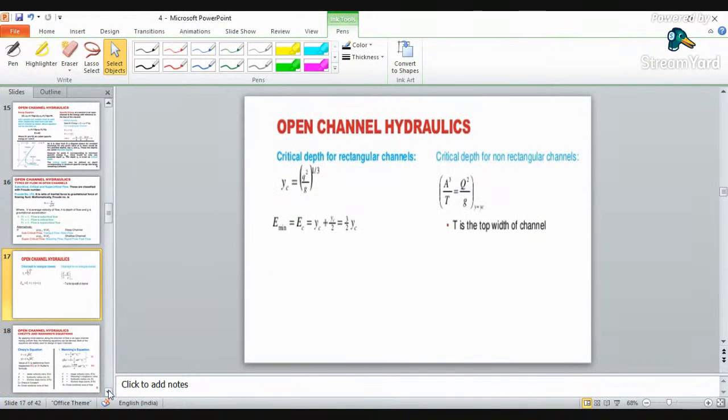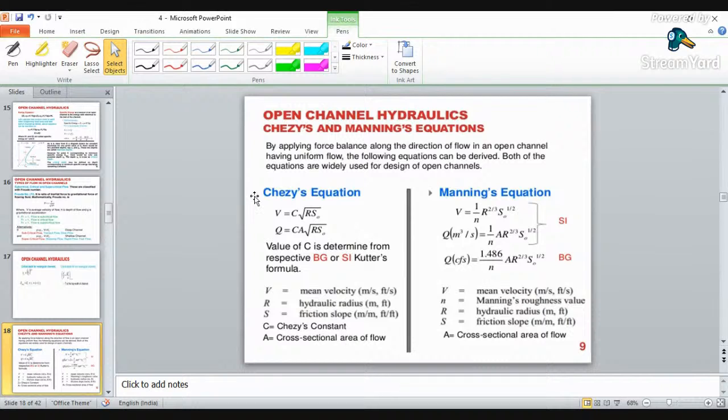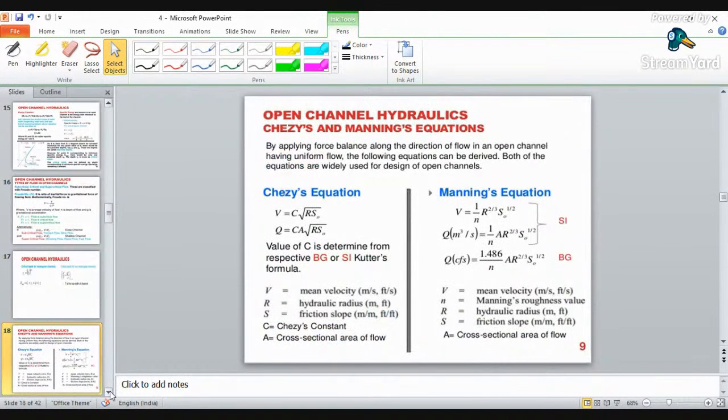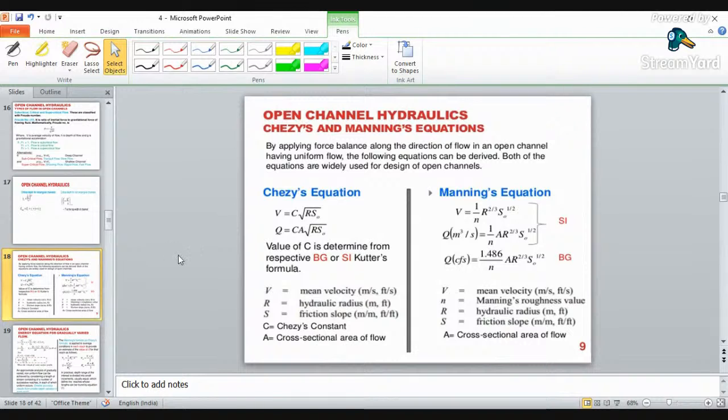Now we will move to... we have seen the Froude number. What is the Froude number? It is the ratio of inertial to gravitational force. We will see here how we can find out the discharge or velocity in the open channel.